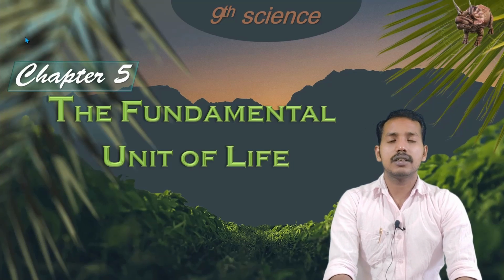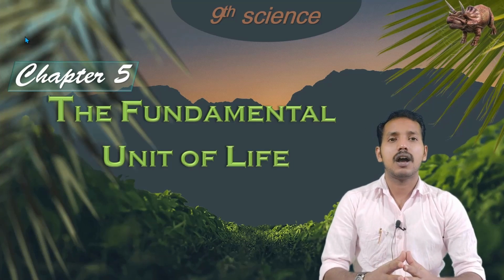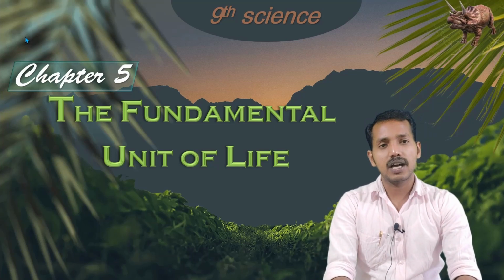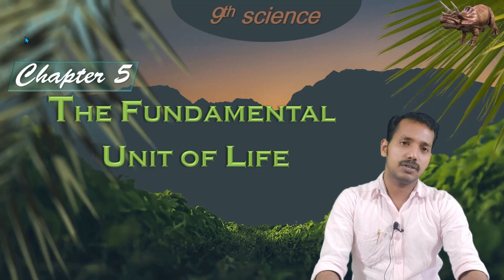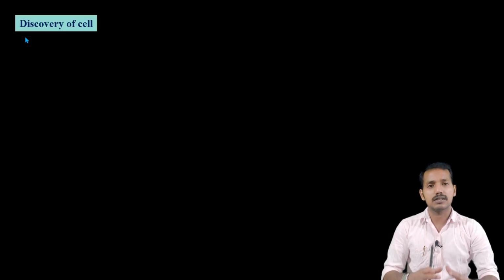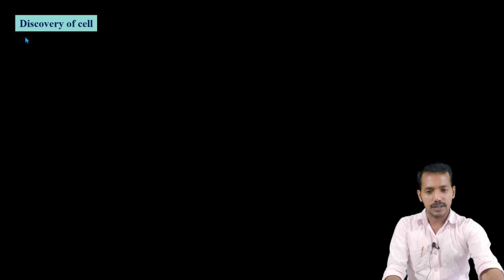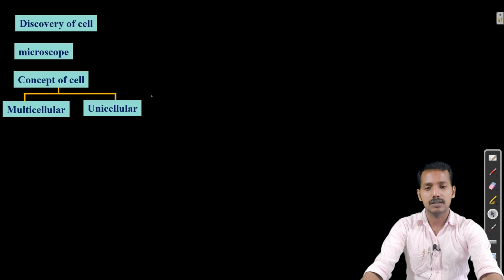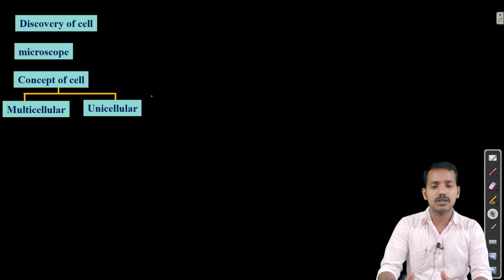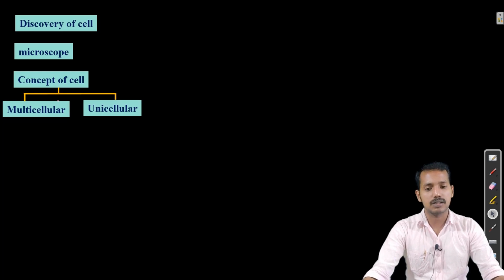This chapter is actually dealing with the structure and details of the cell. In class 8 also we have learned basic idea of cell, what is a cell and basic components of the cell. The first thing we are going to discuss in this chapter is some historical aspects related to the discovery of the cell. The next, microscope, and we will discuss what is cell and some characteristics of the cell, and on the basis of cell there are two more topics we will discuss, that are multicellular and unicellular.